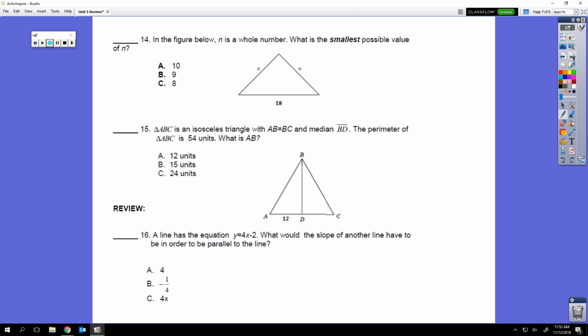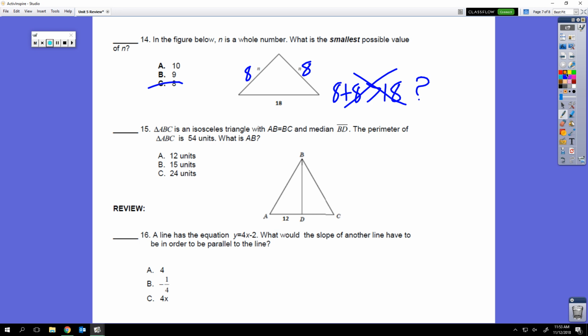In the figure below, n is a whole number. What is the smallest possible value of n? So this is making sure that you remember that the two smaller sides have to add up to be bigger than the third. Okay, well, if I plug in, I'm going to start with the smallest number because it's wanting what is the smallest possible value. Let's say I made 8, both of these. Well, 8 plus 8, is that greater than 18? No, it's not. So 8 could not be our answer.